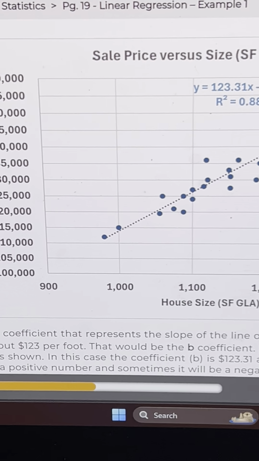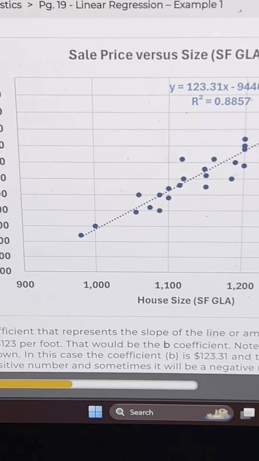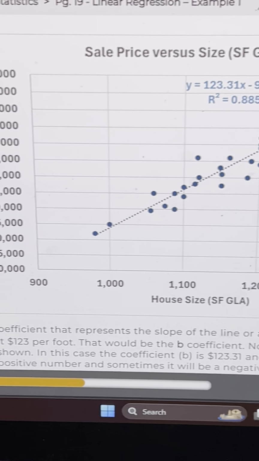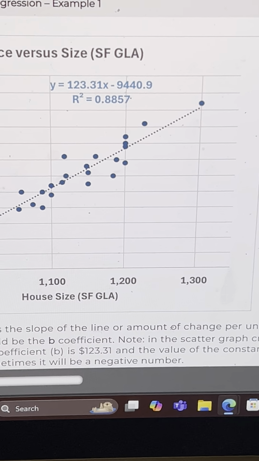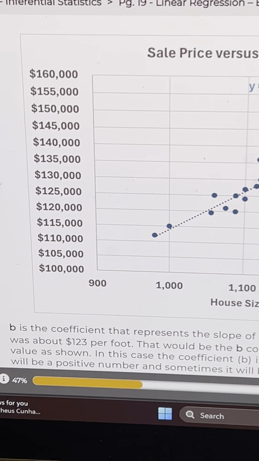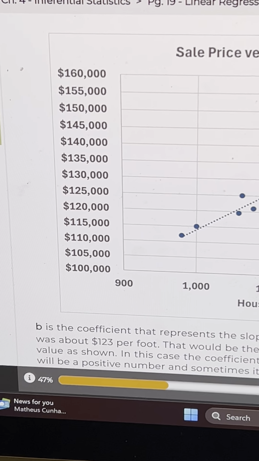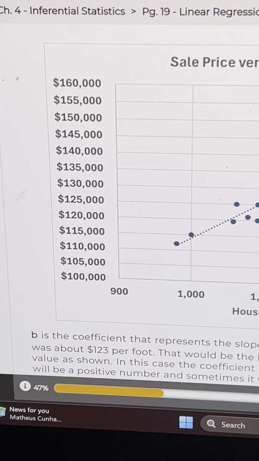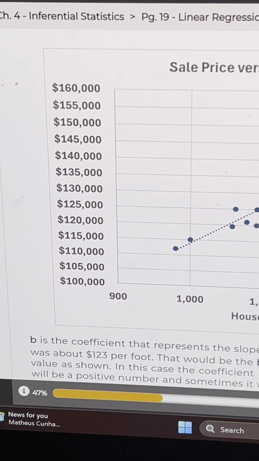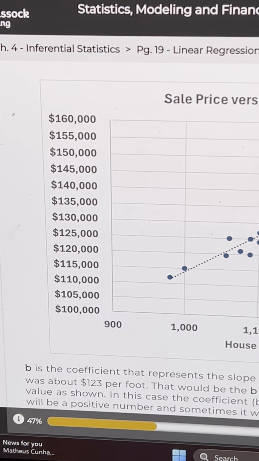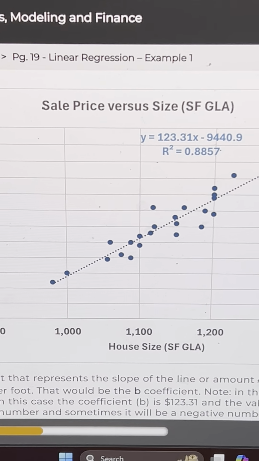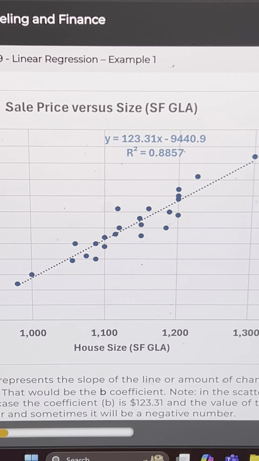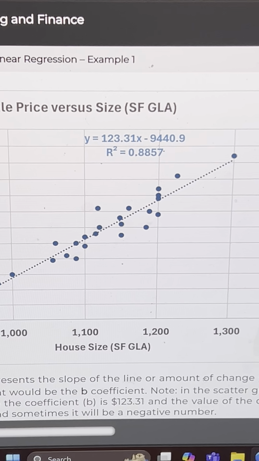It shows the bottom part, the house size, the square feet in gross living area, starting at 900 square feet all the way up to 1,300 square feet. And on the vertical side, it starts at 100,000 and goes all the way up to 160,000. Sale price versus size, square feet, gross living area.